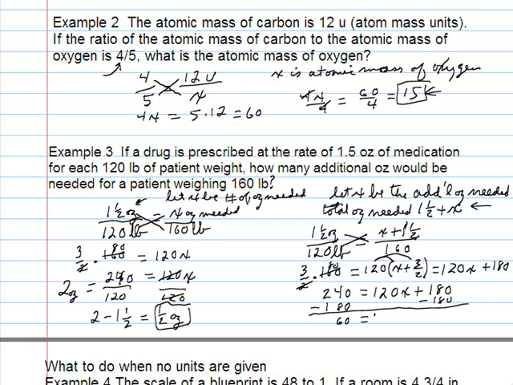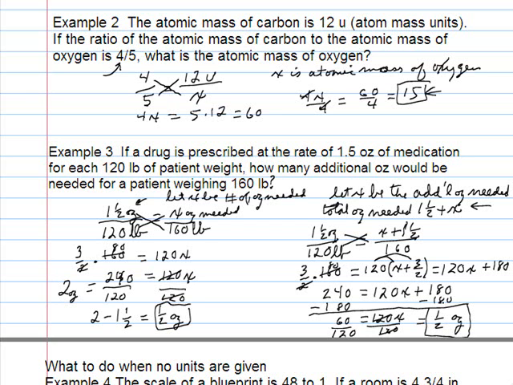60 equals 120X. I divide both sides by 120. 60 over 120 is a half. On the right side, the 120's cancel, so I get X equals, again, 1/2 ounce. Now this time I'm through, because I let X be what I was looking for. I let X initially be the additional ounces needed, which is what the problem asked for. So I didn't have to do anything with X once I finished. That was the real answer.